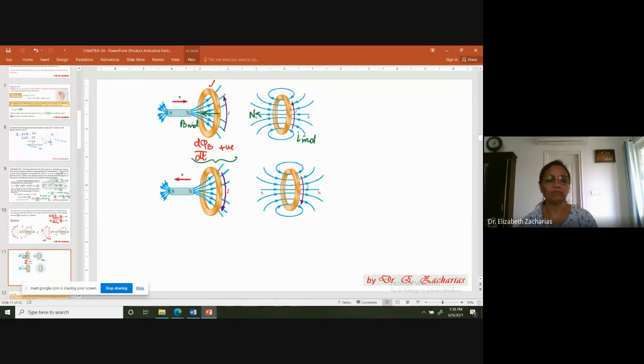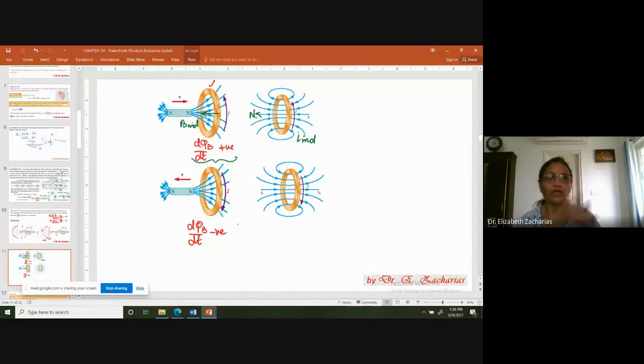Look at the second picture. You again have the same north pole looking towards your loop. But in this case, you're pulling it out. When you're pulling it out, what will happen to the flux? Will it increase or decrease with time? When you pull out the magnet, what will happen to the flux? You can see that when these magnetic field lines are far away, so when you pull out, there will be a decrease. So d phi B by dt will be negative.